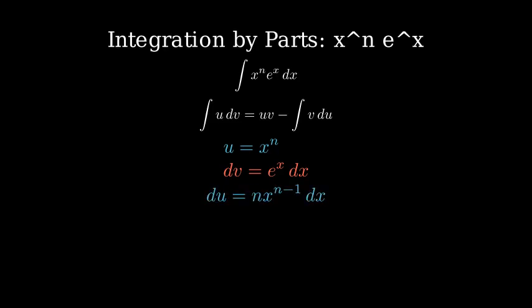Now we need to find du. The derivative of x to the n is n times x to the n minus 1 dx. And for v, we integrate e to the x dx, which gives us e to the x. Let's substitute these into our integration by parts formula.